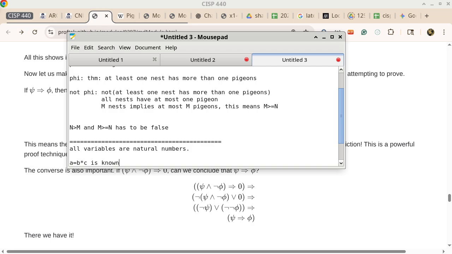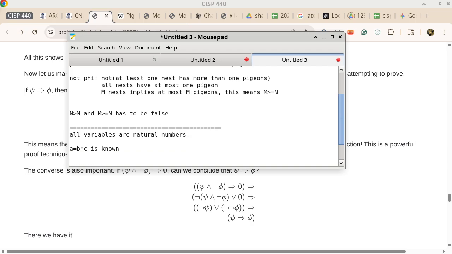All right. So now this is our psi. This is what you're told to be true to begin with: A is the product of B and C. So now we want to look at phi. This phi is basically saying the square root of A is less than or equal to B, or the square root of A is less than or equal to C.